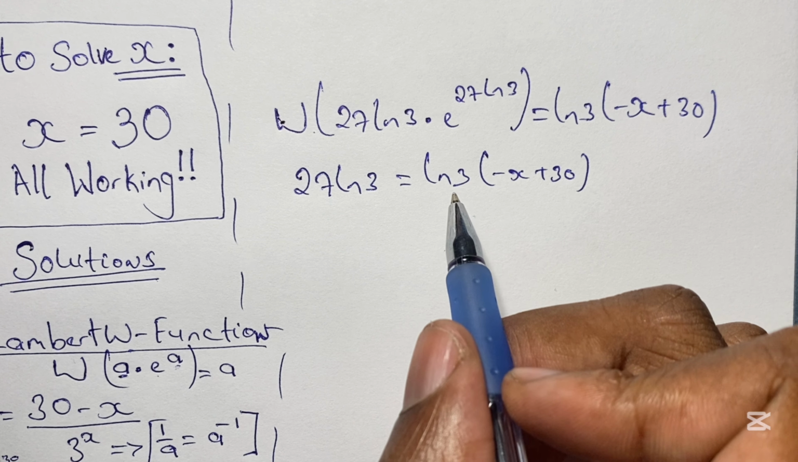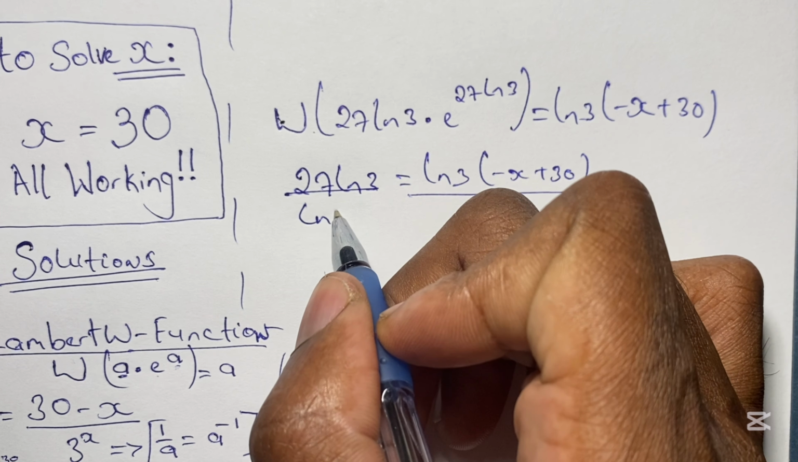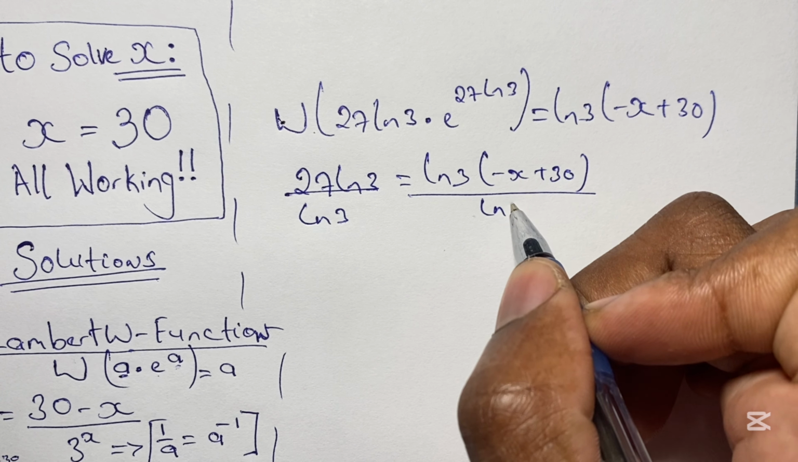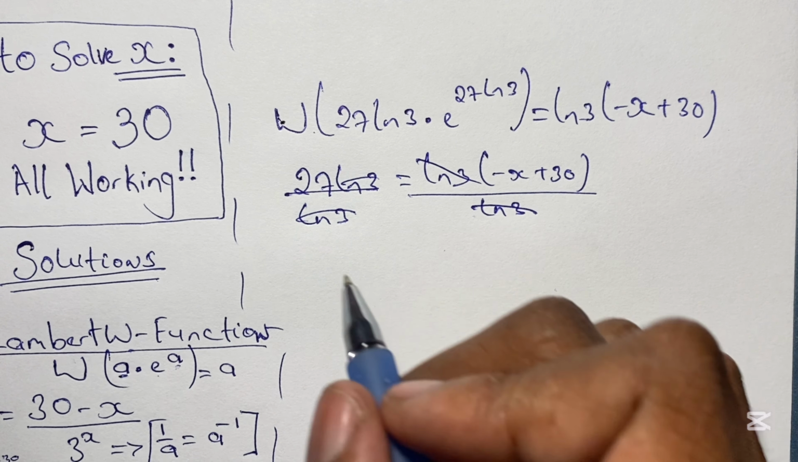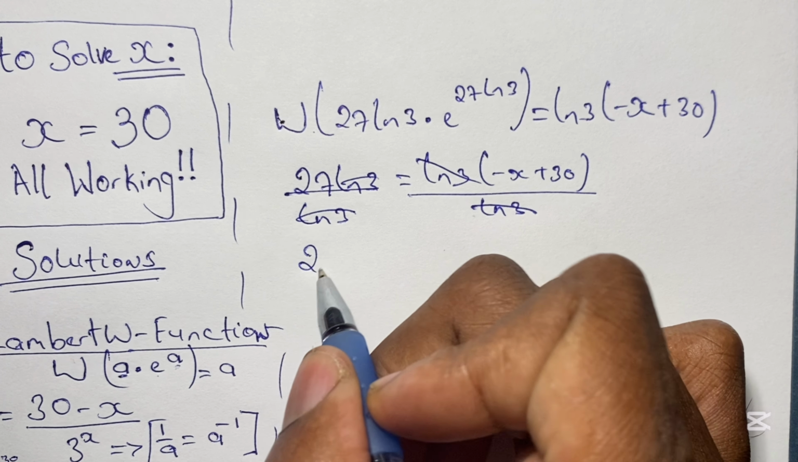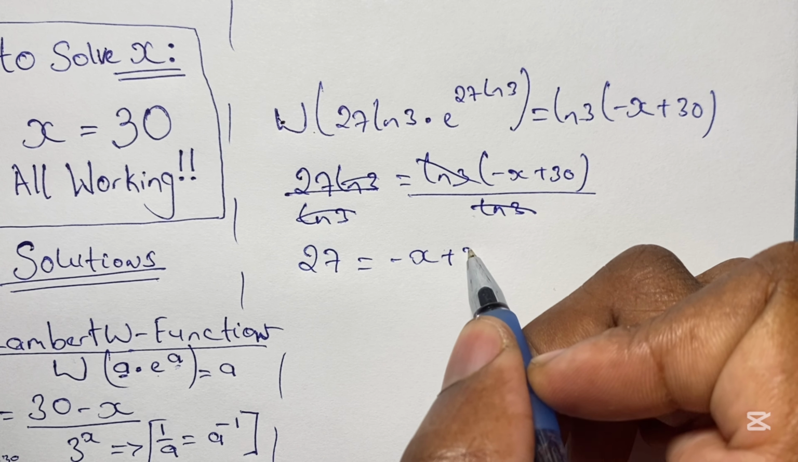From here, we solve for x by dividing both sides by ln of 3. So we divide 27 ln of 3 by ln of 3, and on the right we also divide by ln of 3, which are going to cancel out. So what we're going to be left with is 27 is equal to negative x plus 30.